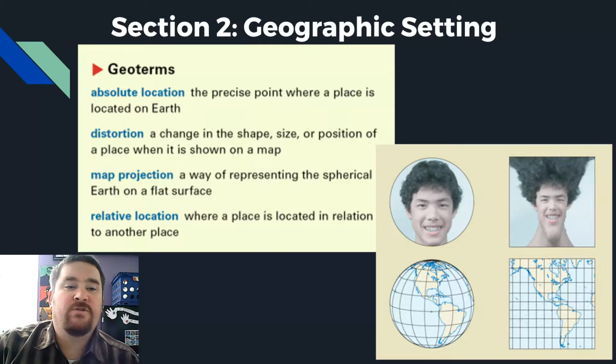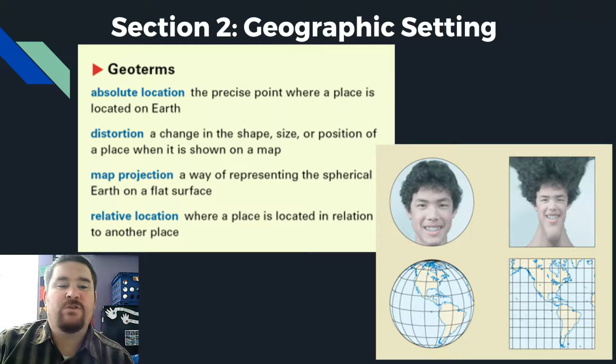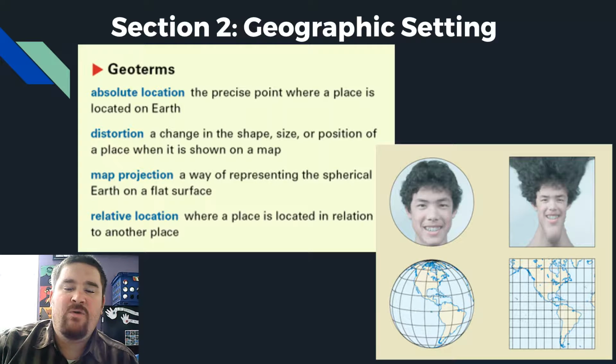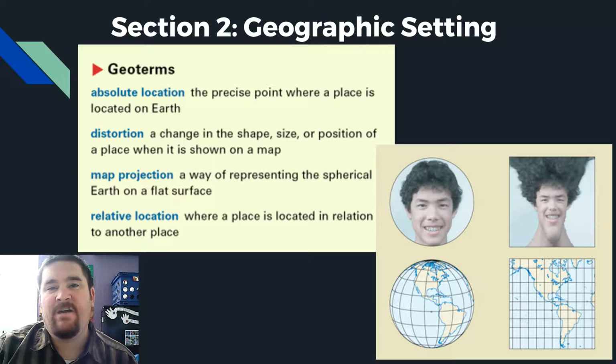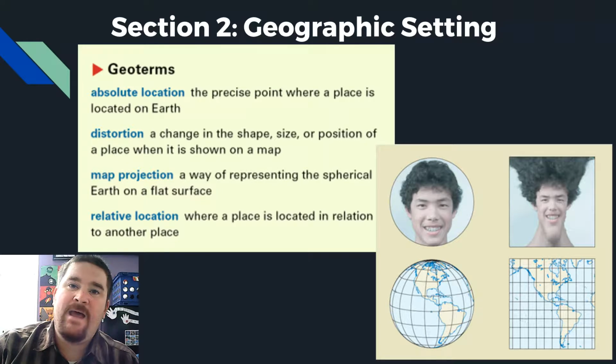Here's a few terms for you: absolute location, distortion, map projection, and relative location. A little bit about the difference between absolute and relative location. Think about your address, your actual mailing address would be your absolute location. No matter where I am on the earth, if you give me your address, I'm able to mail something to you or find your address. Relative location would be you explaining how to get to your home without giving me your address, like saying, oh, go 2 blocks left and then turn and go east. That's relative location because you know where I am and you're helping to talk me through where you are in relation to where I am.